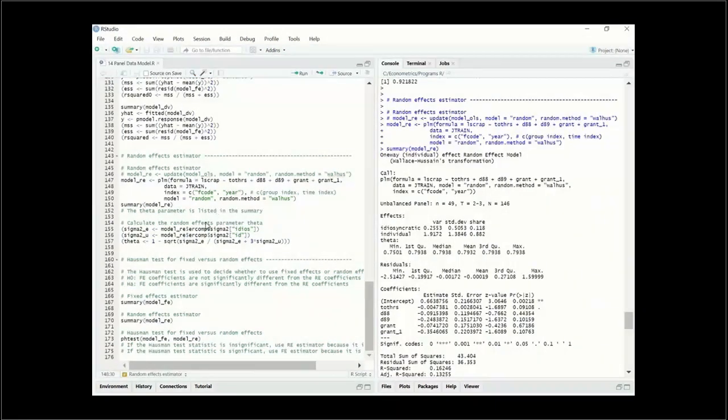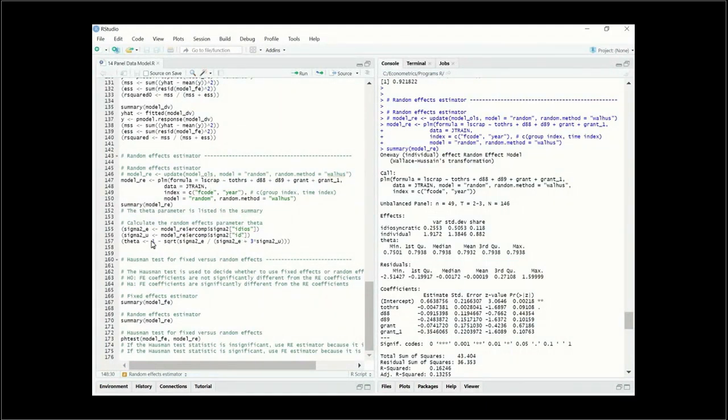We can also calculate this random effects parameter theta, and the way to do this, we're going to be picking up the results from this model RE for random effects, and then we are going to be picking up the error components that we have here. And then we're going to be picking up the sigma square for the idiosyncratic term. So this is basically the error term. And then we're going to be picking up the sigma square for the ID term. So this is now the individual specific effects. So that's the sigma square for the individual specific effects.